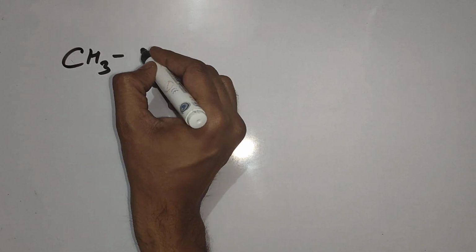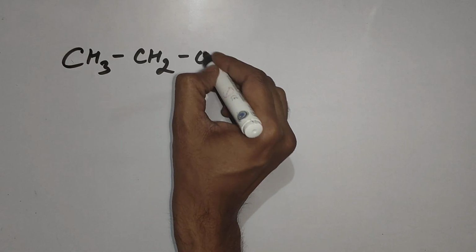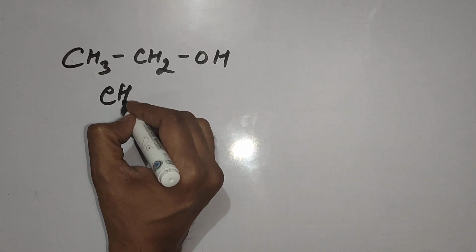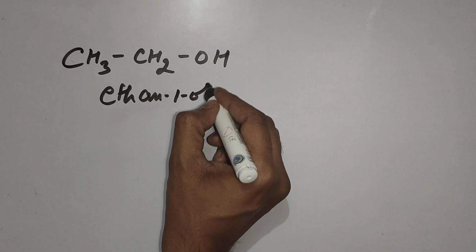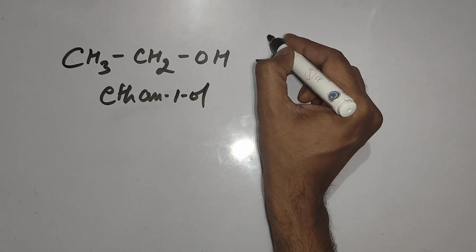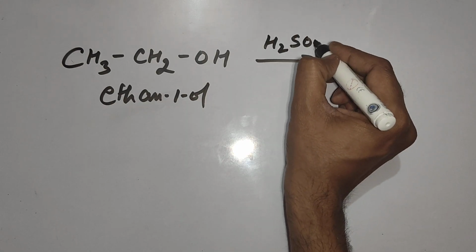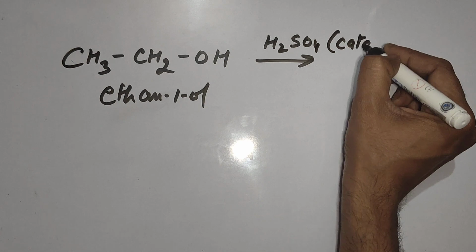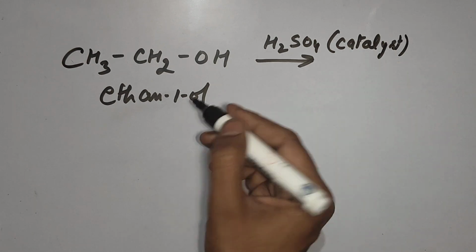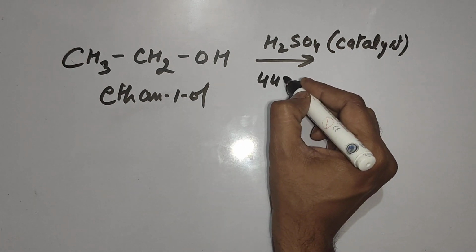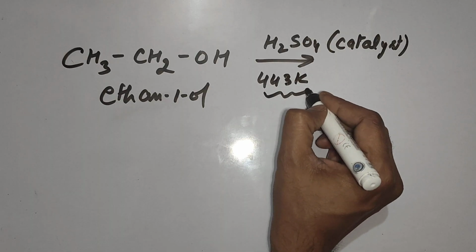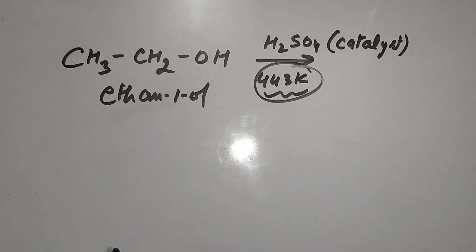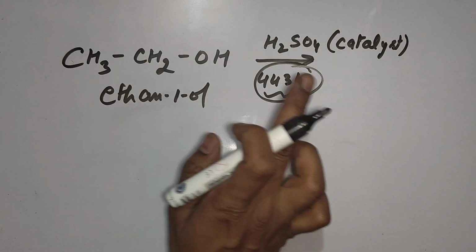Now let's understand how that reaction is happening. For that, first I am going to write the original reaction. For alcohol I have used ethanol, ethan-1-ol, and I am going to react it with sulfuric acid, which is working as a catalyst here, and the temperature, as I told you, around 443 Kelvin. So let me tell you the trick for how to do dehydration of that.